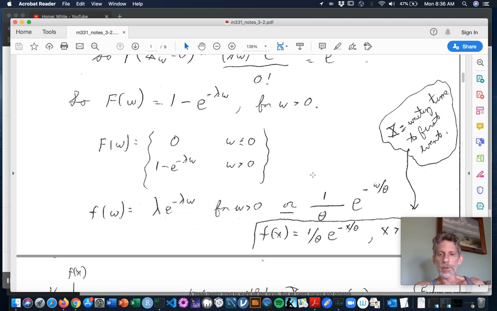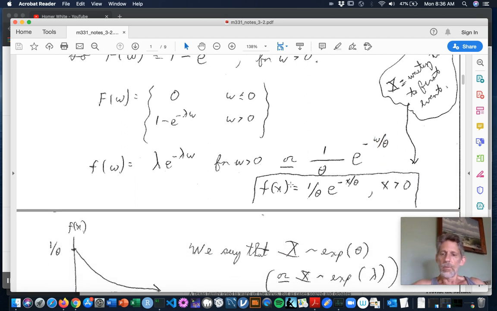Now, the way your book writes this is they use the thetas rather than the lambdas. They use the average time between events rather than the average number of events per unit time. So they're going to write a 1 over theta for the lambda.